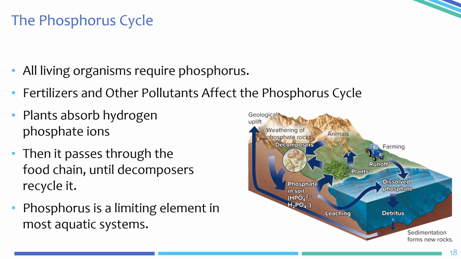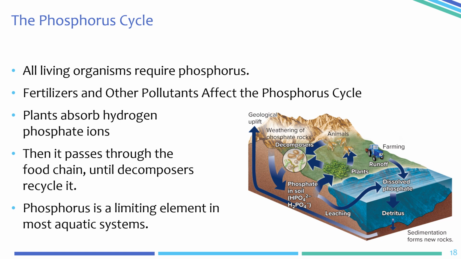Phosphorus is a key nutrient. It is a key ingredient in our DNA molecules and sometimes in our proteins as well, but absolutely in DNA. Plants absorb hydrogen phosphate from the soil. It passes through the food chain just like carbon does until decomposers recycle it.